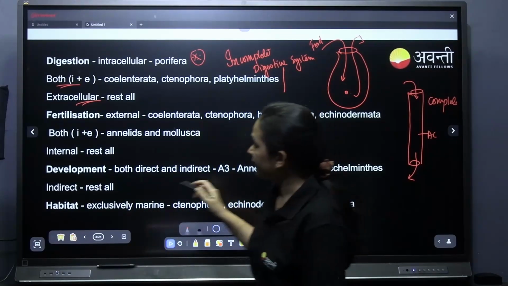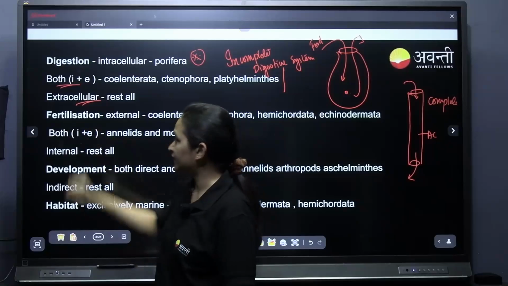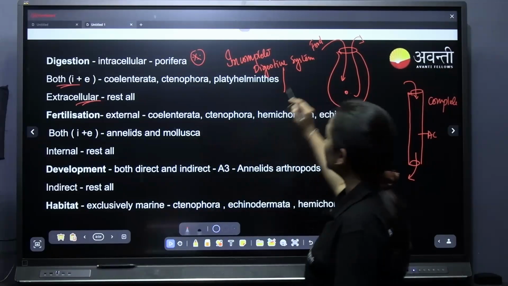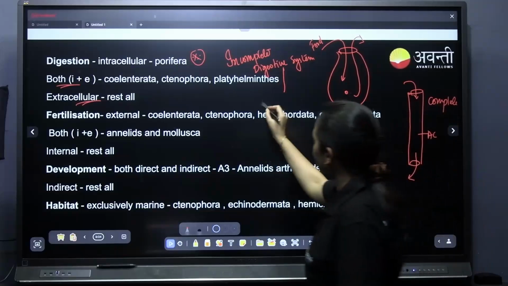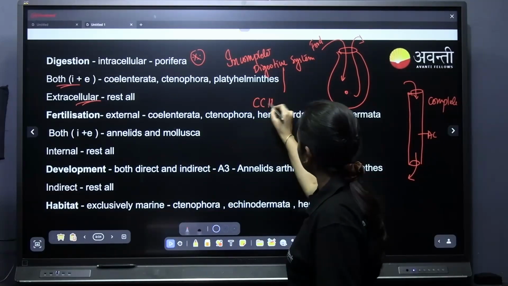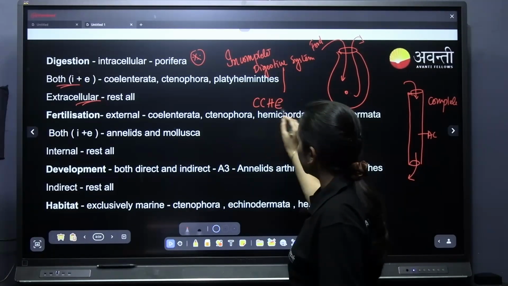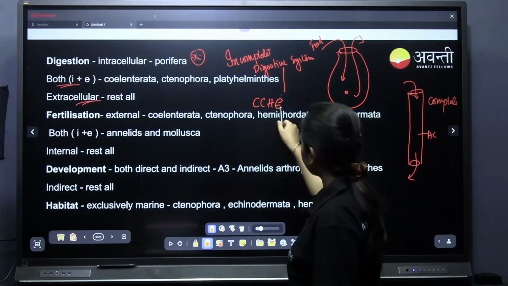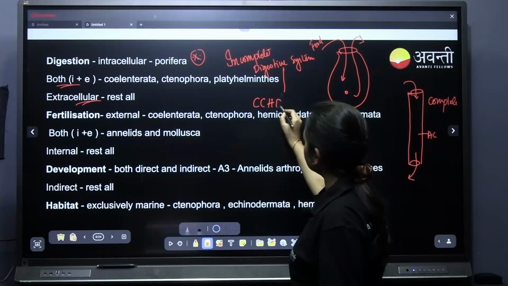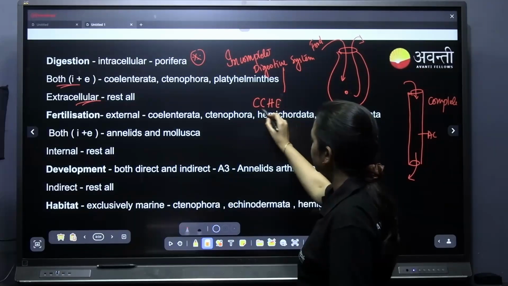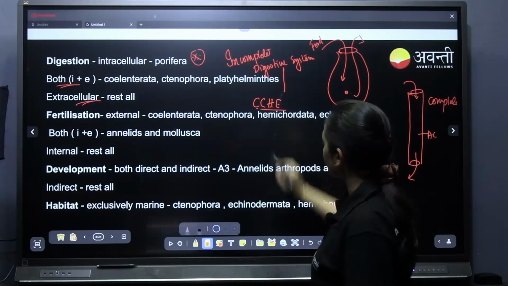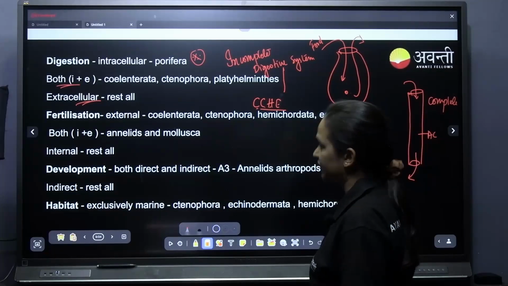Yes. And now coming to the fertilization. External fertilization takes place in coelenterata, ctenophora, hemichordata and echinodermata. You can remember it as CCHE. CCHE. Why E at the last I have written? Because you can take this E as external. CCHE, that is coelenterata, ctenophora, hemichordata and echinodermata, they have external type of fertilization.